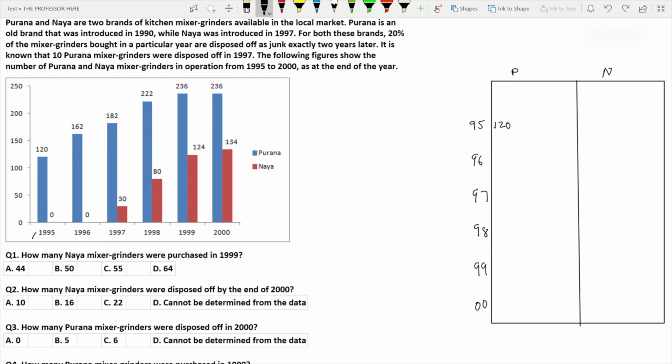At the end of 1996, it is 162. At the end of 1997, it becomes 182, then 222, 236. Now we come to the next column, which is Naya.